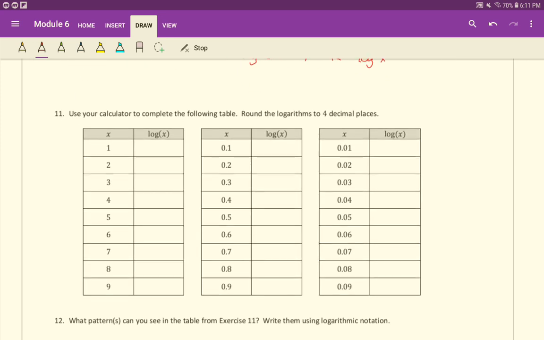So let's see what happens here. You can skip the video ahead if you want to. I'm going to fill in these tables for log of x. Actually, we already have those tables filled in. So from before, let me just do this.